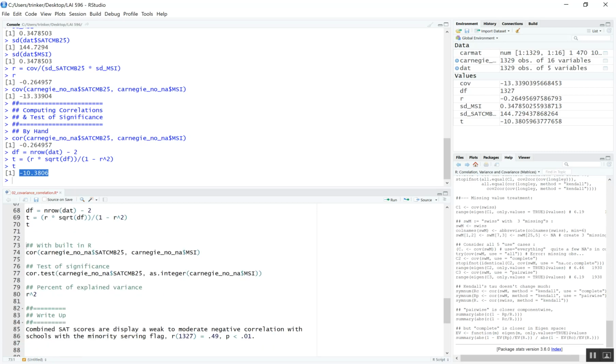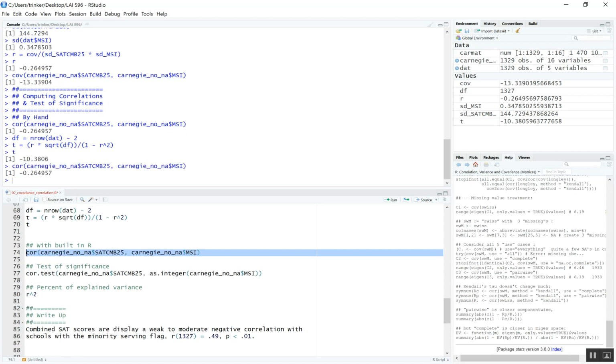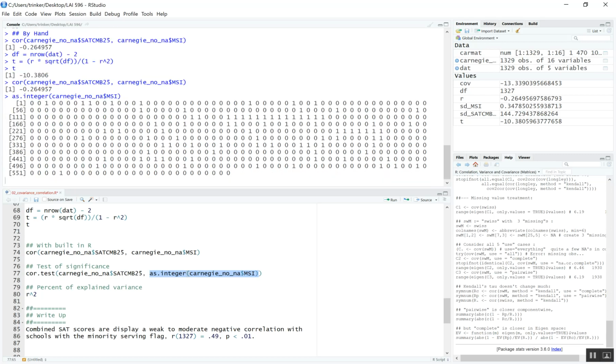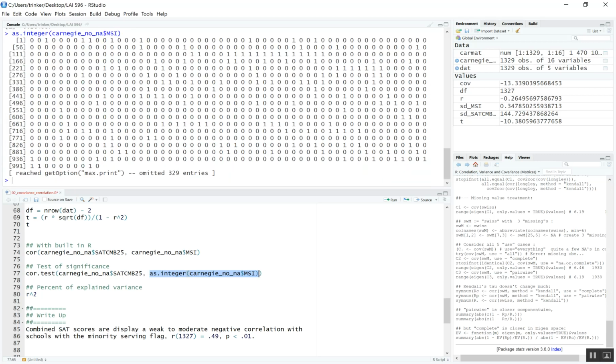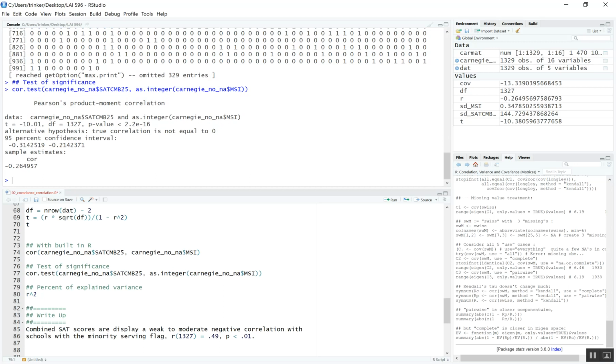Let's go ahead again and see the cor test with the built-in functionality. We could also do the test of significance with the built-in cor test here. And note that I had to wrap it with as.integer. All that does is take the values that are logical and turn them to integer. So we run that test of significance.